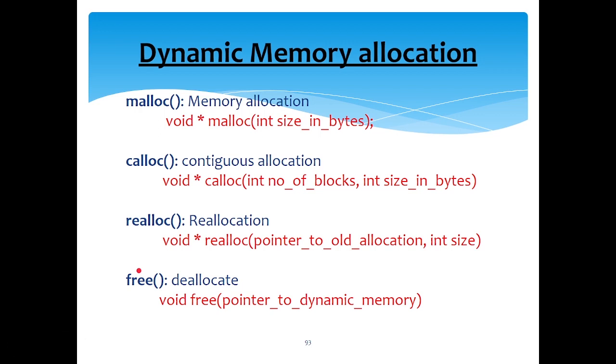Free is nothing but deallocation. In simple terms, it allows you to release or deallocate the memory blocks. Suppose previously you have used any one of the functions malloc, calloc, or realloc. If you want to deallocate or release the memory, then you can use the free function.